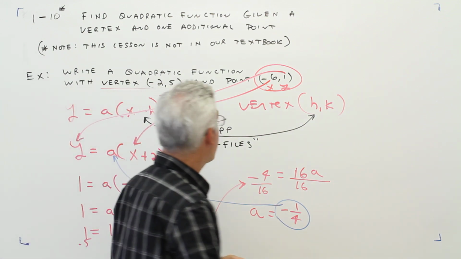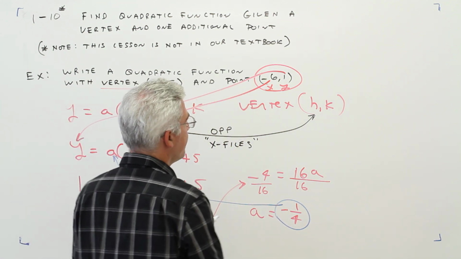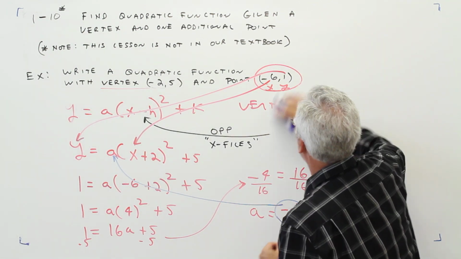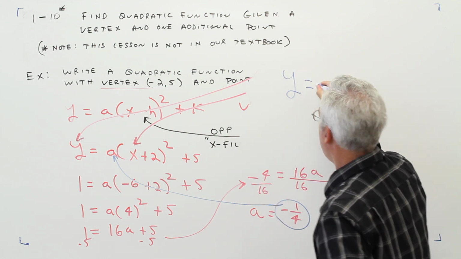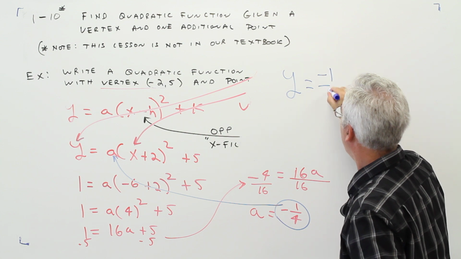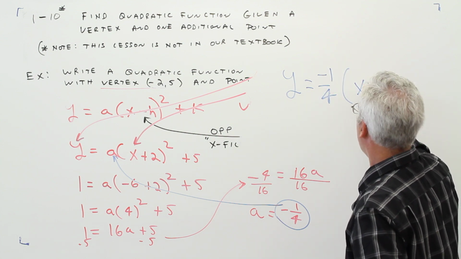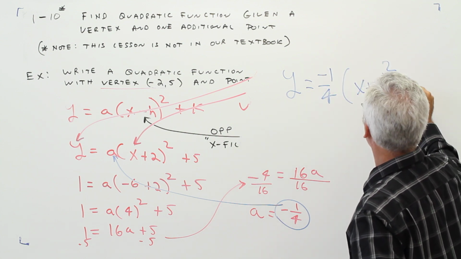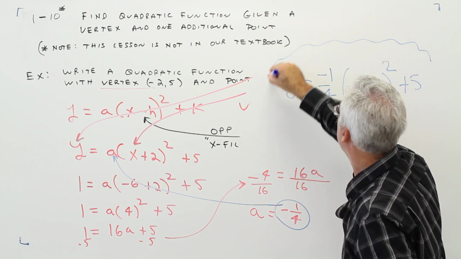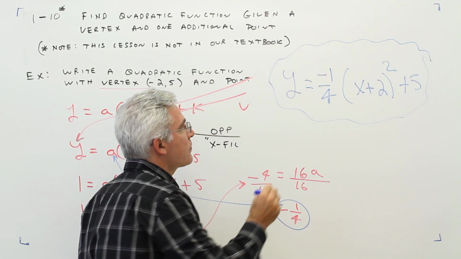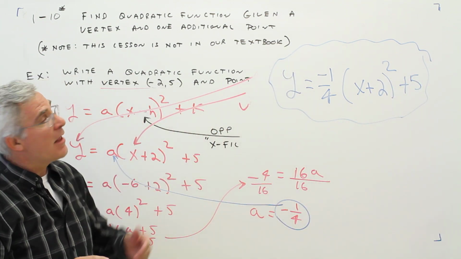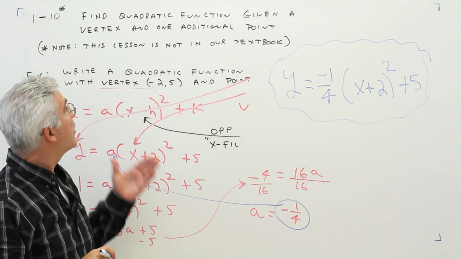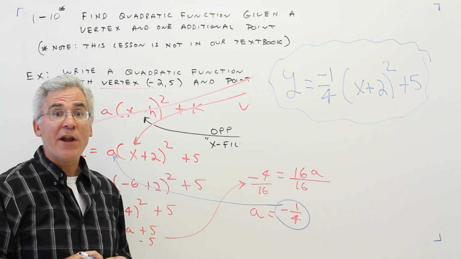So I'll write my answer over here, so it's more clearly seen. So y equals -1/4 times x plus 2 squared plus 5. And there you have it, how to find a quadratic function given a vertex and one additional point.